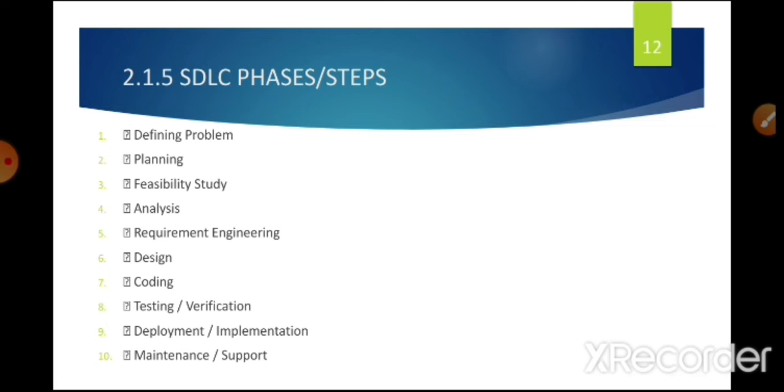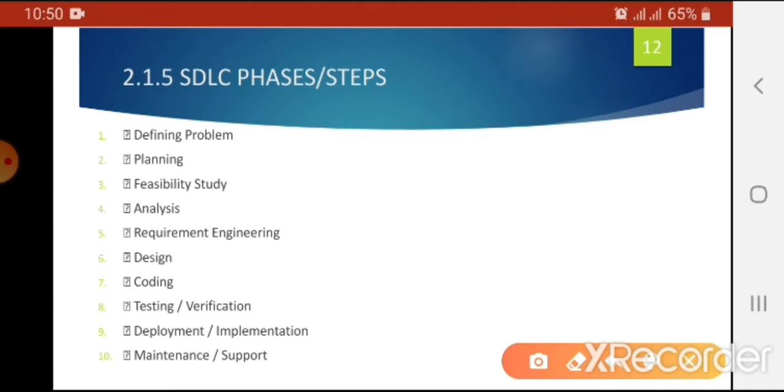It has 10 phases. These include defining problem, planning, feasibility study, analysis, requirement engineering, design, coding, testing or verification, deployment or implementation, and in the end maintenance or support. In the previous lecture we discussed the first 4 phases of this SDLC, from defining problem to analysis. Today we will cover requirement engineering and designing.